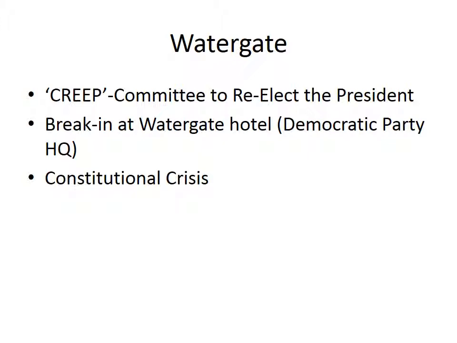Okay? This is the famous Watergate break-in. Despite all of these pressures, now we're back in 1972, okay? Nixon was a remarkably popular president. In 72, his popularity was at its zenith. He will end up winning the 72 election in one of the largest landslides in American history. Nonetheless, an organization is formed in support of Nixon, known pejoratively as CREEP, Committee to Re-elect the President.